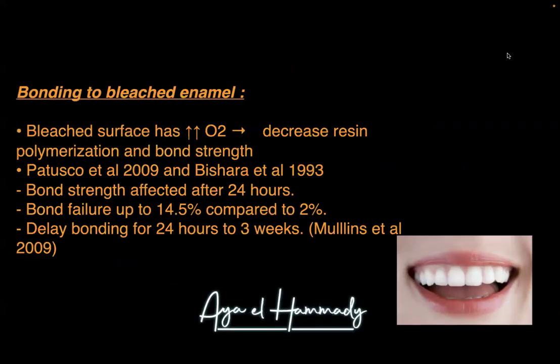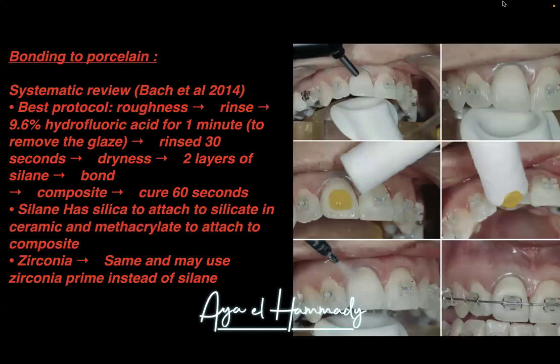If I have a bleached enamel, okay, what should I do? I need here to delay the bond for 24 hours to 3 weeks. Yani, I can't do bonding to the recently bleached enamel, because it will have a high failure rate. So if I have a patient recently bleached, I ask her to come after 1 month to decrease the failure rate of the bonding, okay?